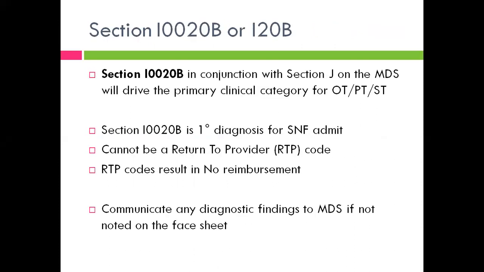Section I 0020B, which gets shortened down to I 20B, in conjunction with Section J, will drive the primary clinical category for OT, PT and speech reimbursement. Section I 20B is the primary diagnosis for their SNF admit. We need to know that this cannot be a return to provider code because it's going to result in no reimbursement. So this is where your MDS nurse might come to you to say, hey, you told me whatever ICD-10 code, but it's mapping to a return to provider. We can't use it for the primary.